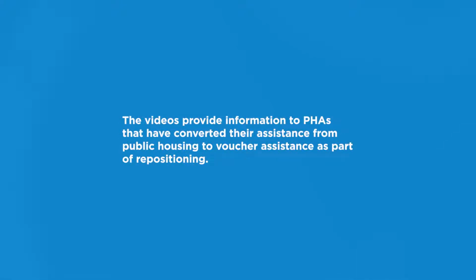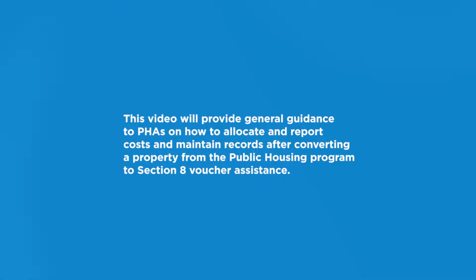The videos provide information to PHAs that have converted their assistance from public housing to voucher assistance as part of repositioning. This video will provide general guidance to PHAs on how to allocate and report costs and maintain records after converting a property from the public housing program to Section 8 voucher assistance.